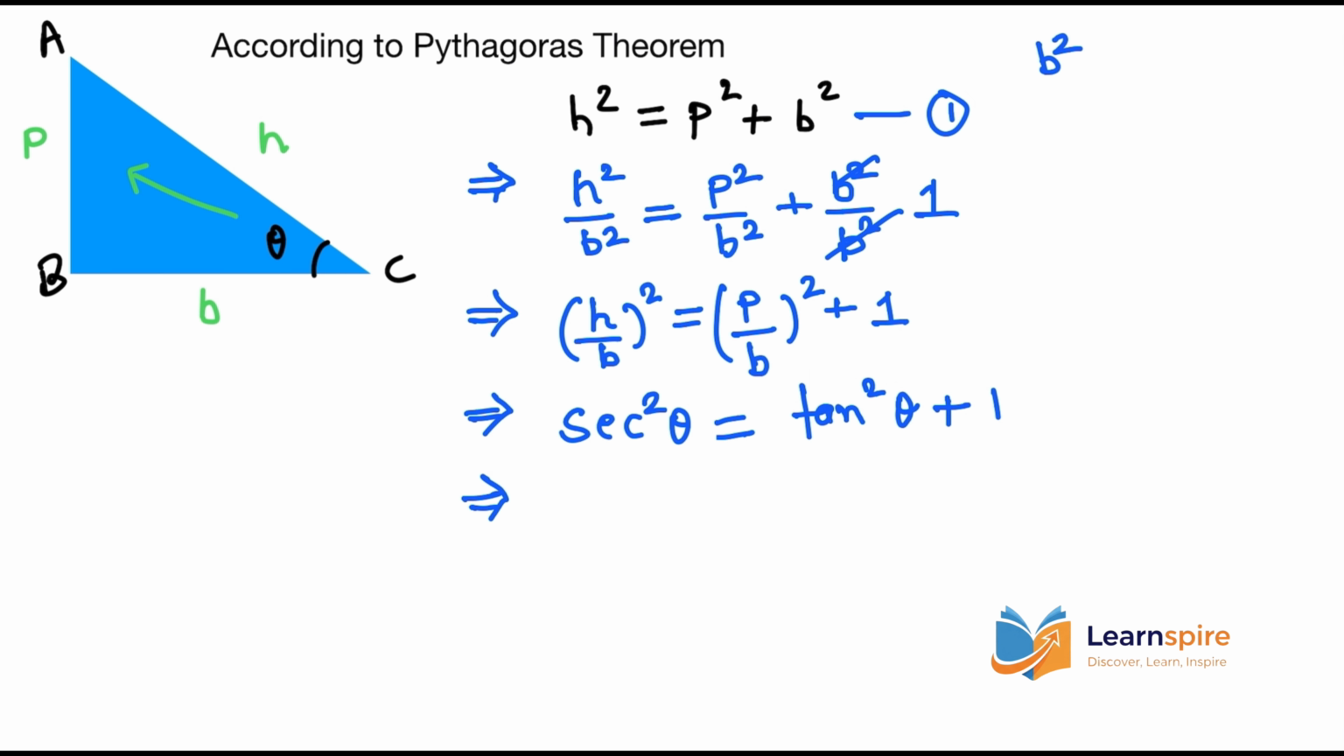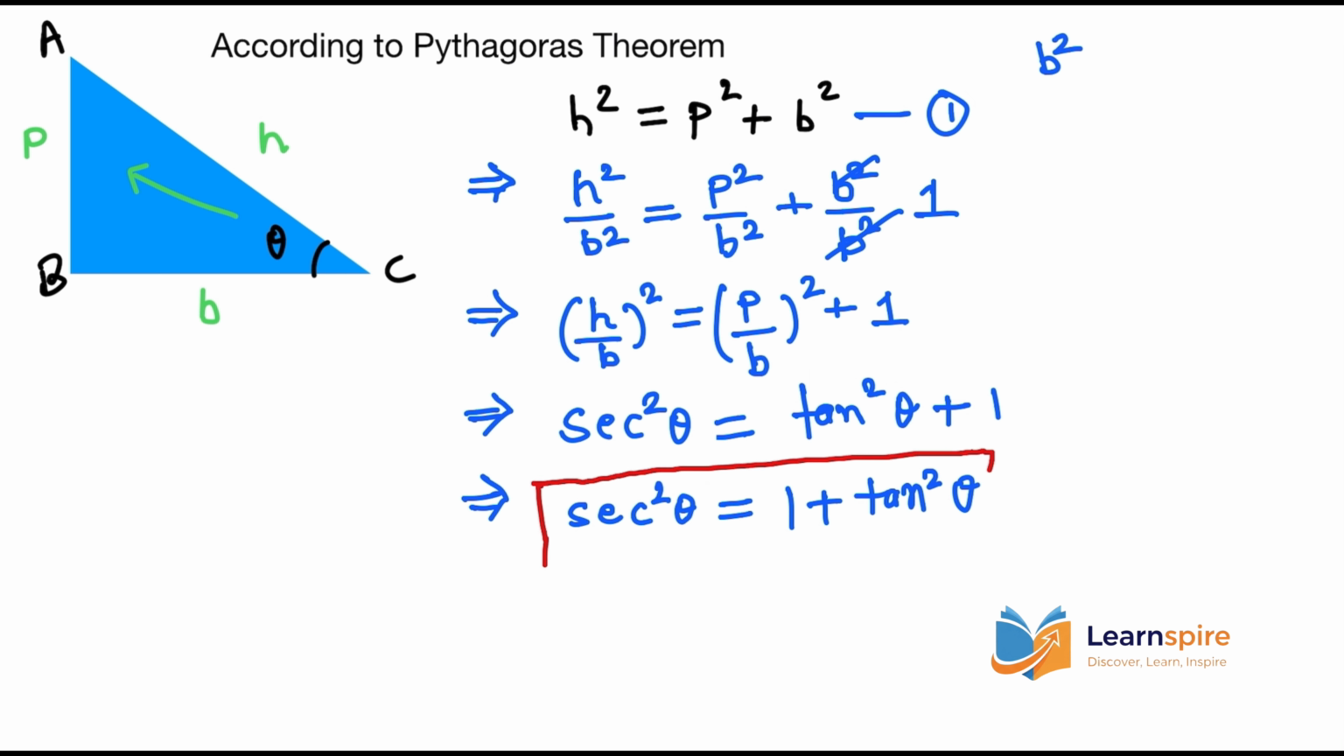Rewriting the equation, we have sec square theta equals to 1 plus tan square theta. And this is how we prove our second trigonometric identity.